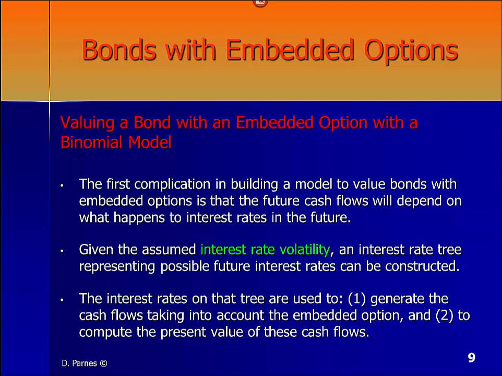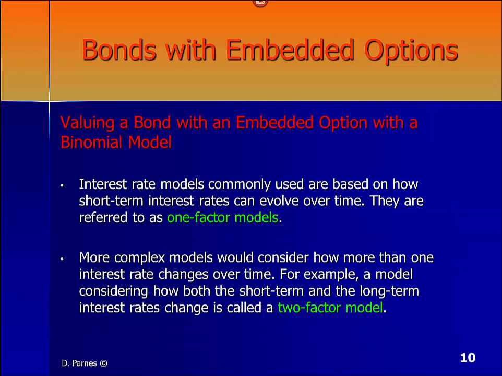The interest rates on that tree are used, first of all, to generate the cash flows taking into account the embedded options, and two, to compute the present value of these cash flows. So first of all, let's see how it is done.